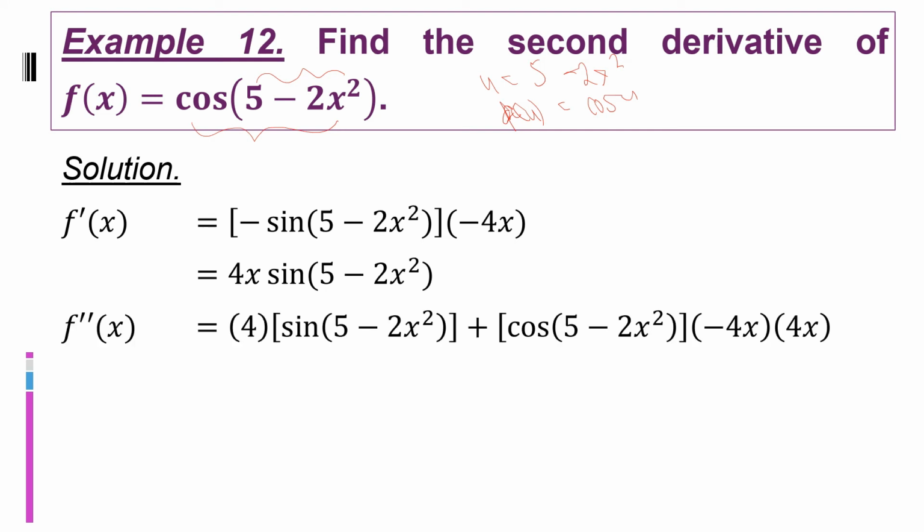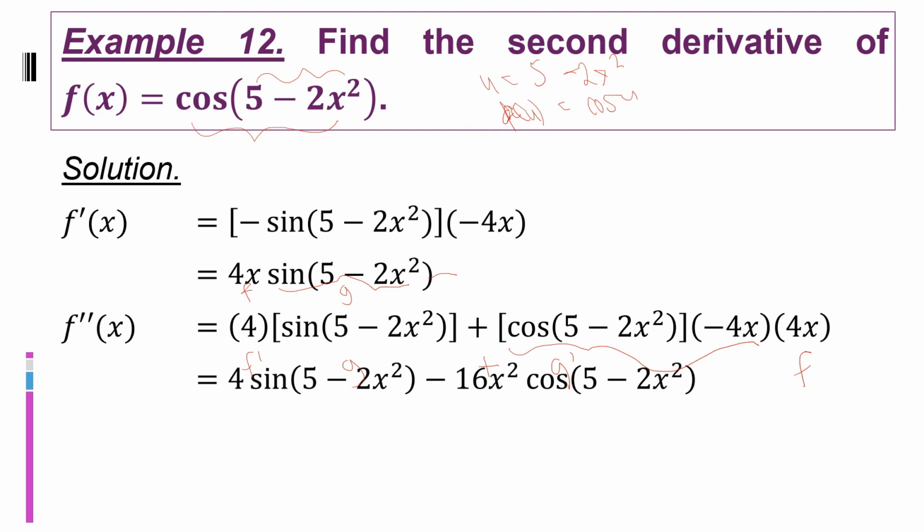For the second derivative, we have, okay, this is our f, and this is our g, this whole sine. Okay? So, f prime is 4 times g, that is sine of 5 minus 2x squared, plus, okay, g prime now is, here, it's a chain rule. So, we have cosine of 5 minus 2x squared times negative 4x. This is the whole g prime. Times f is 4x. Or we have 4 sine of 5 minus 2x squared minus 16x squared cosine of 5 minus 2x squared.